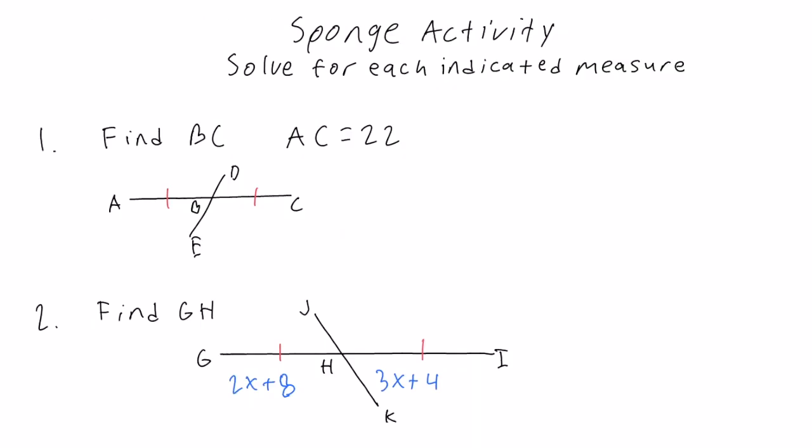Alright, here's the sponge activity. Solve for each indicated measure. In number 1, they want you to find BC and they give you AC. Number 2, they want you to find GH and they give you both GH and HI, but in terms of x, so you have to solve for x first.